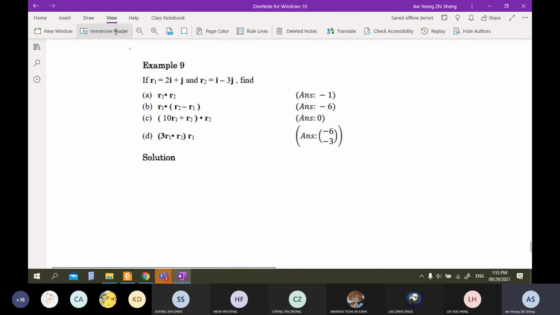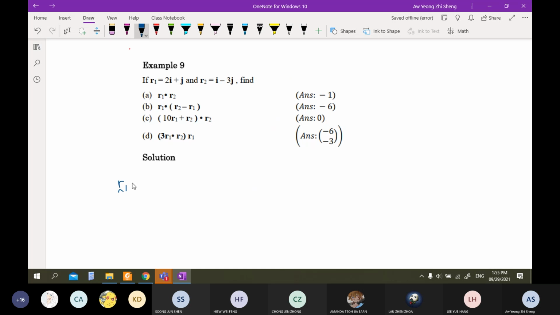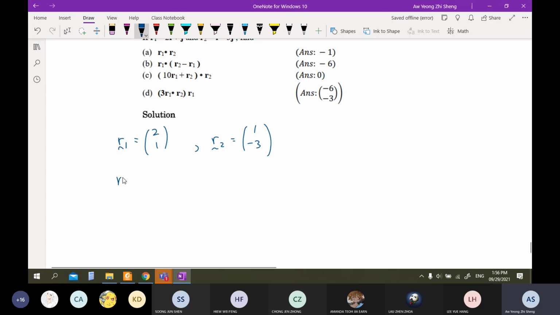This is just for you to practice on. The vector R1 is (2, 1). Vector R2 is (1, -3). Then what is R1 dot R2? This is part A, R1 dot with R2: (2, 1) dot with (1, -3).